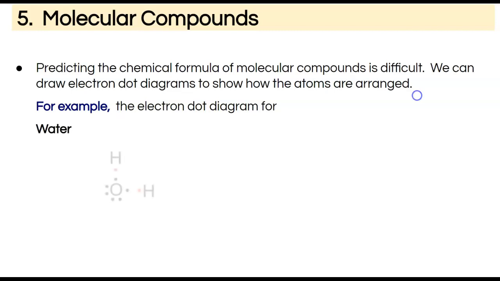We know water has the formula H2O. So let's look at the atoms that are in H2O. H2O means I've got 2 hydrogens and 1 oxygen. My oxygen has 6 valence electrons, and I get that from my periodic table. And each hydrogen has 1 valence electron.